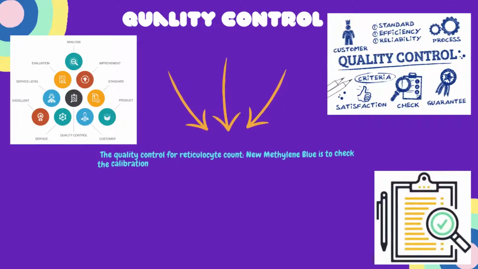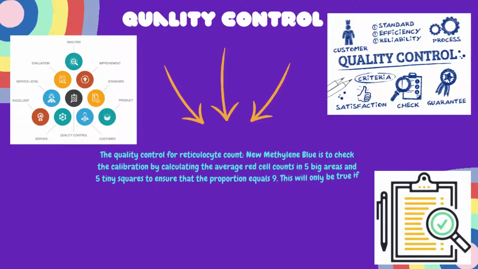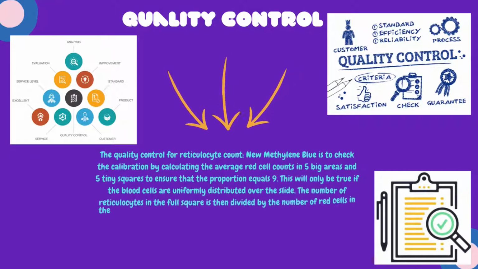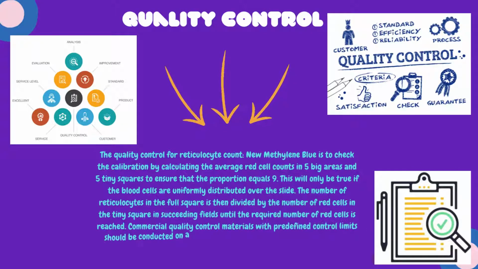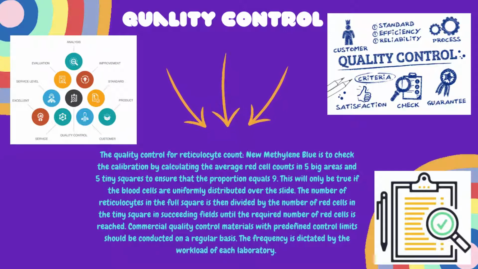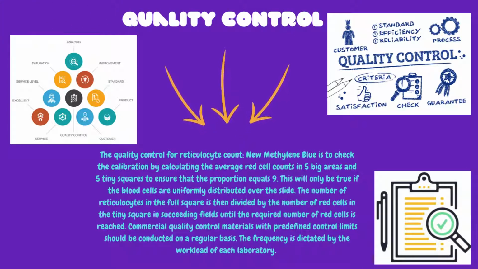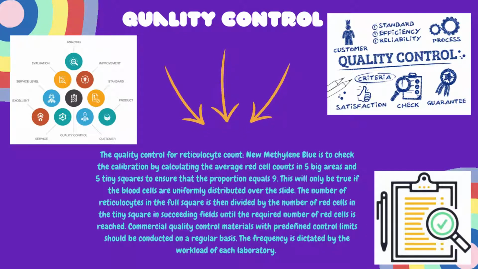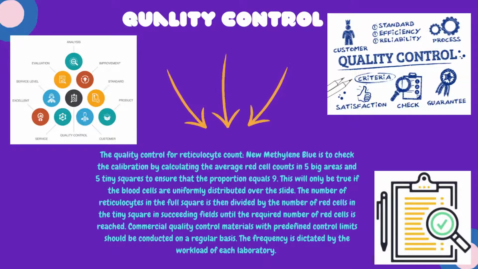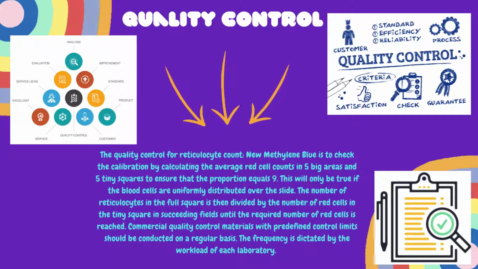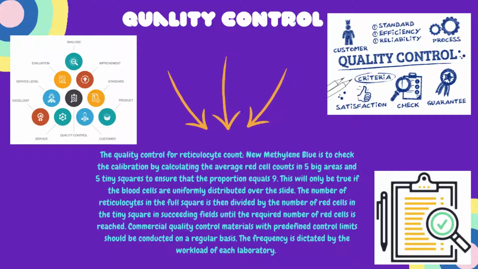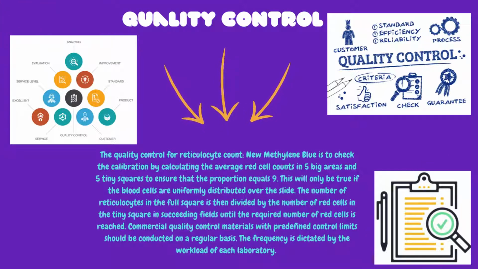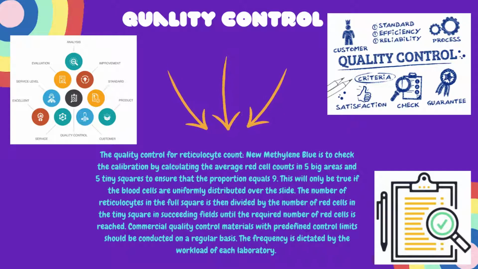Laboratory quality control, also known as QC, is to ensure that lab procedures and activities operate smoothly and that correct and repeatable findings are produced. Furthermore, the QC measures produced in the lab serve as a foundation for certification. The quality control for the reticulocyte count with new methylene blue is to check the calibration by calculating the average red cell count in 5 big areas and 5 tiny areas to ensure that the proportion equals 9.